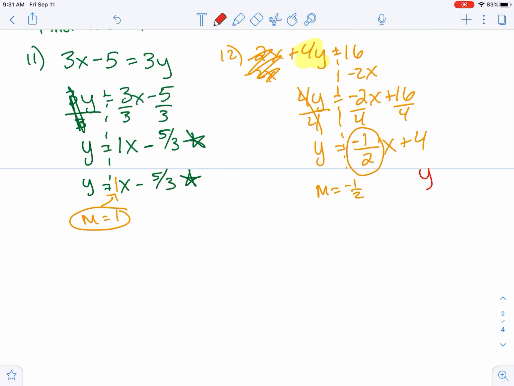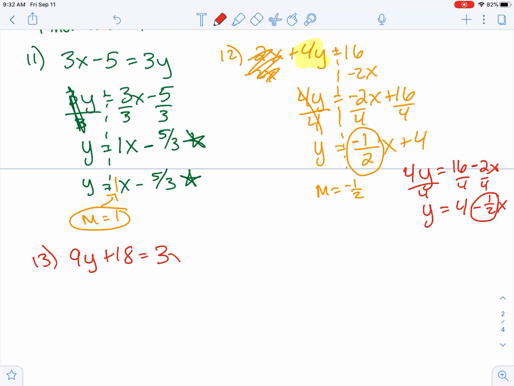Now let me show you if you had written it a little bit different. If you had written 16 minus 2x, when you divided each thing by 4, you still get the exact same thing. You still end up with 4 minus 1/2 x. So in front of that x is still that negative 1/2. That's still your slope. Let's try one more together.